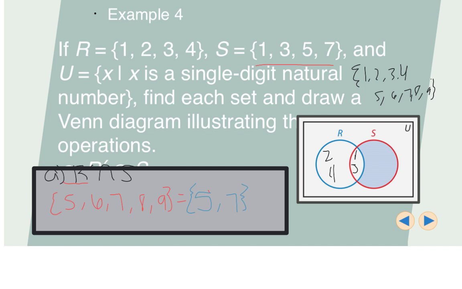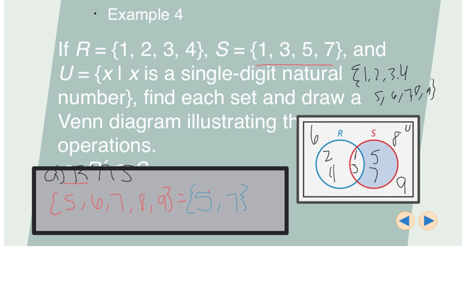Now our S's, we already put 1, we already put 3, let's put 5 and 7. And of course the U is the big box, which means it's any number that does not match with R or S. So you have 1, 2, 3, 4, 5, 6, we have 7 already, 8, 9.